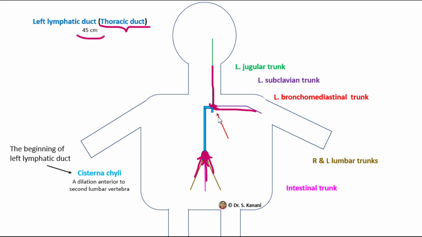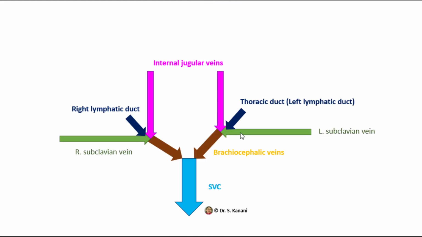However, as you notice in this image, I did not connect left bronchomediastinal trunk to the thoracic duct because simply this trunk does not attach to thoracic duct. Instead, left bronchomediastinal trunk, exactly in front of left subclavian vein, fuses to the left subclavian and releases its lymph directly into the venous system.